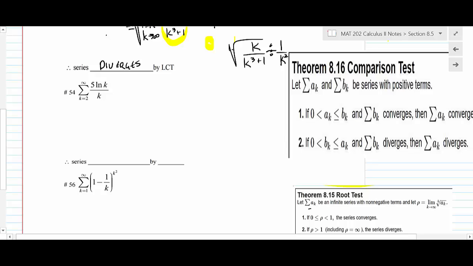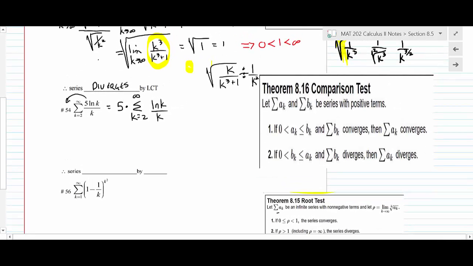So one thing you could definitely do on this one is take the 5 out if you want to start the series that way. So I'm going to go ahead and do that. That's just 5 times the series k equals 2 to infinity of ln k over k. Now what we're going to try to do is a direct comparison test instead of a limit comparison test, and that's because it's not a rational function. The numerator has an ln in it.